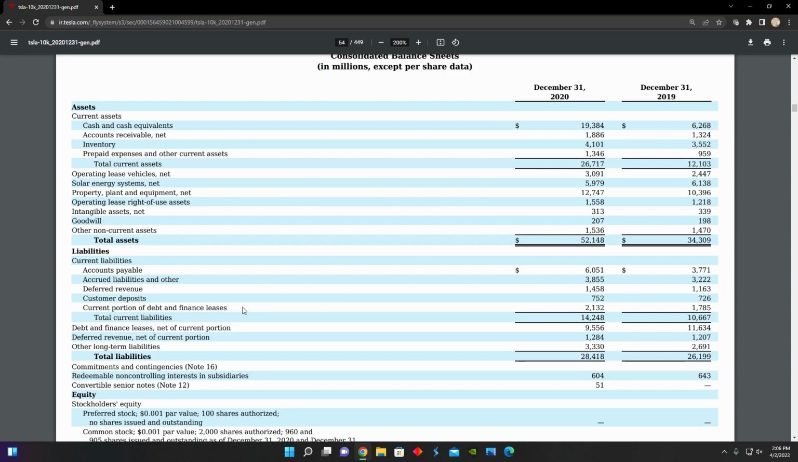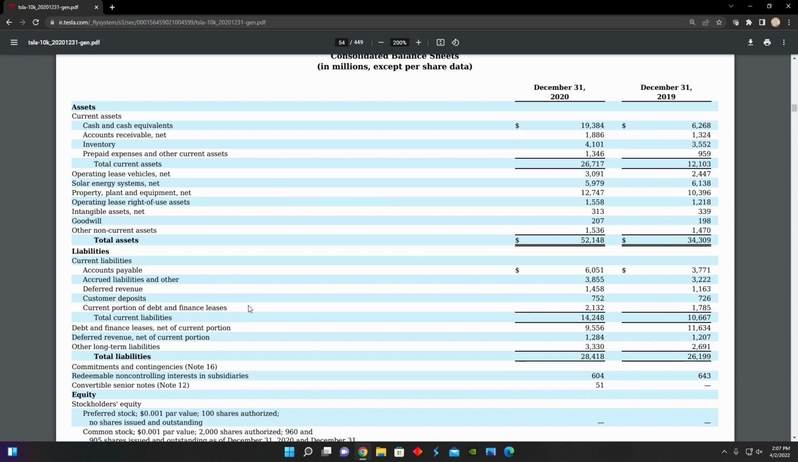Then right underneath that, we see current portion of debt and finance leases. Debt and finance leases are basically just obligations that Tesla has to outside parties, maybe banks or other outside entities that they owe money to. The actual debt and finance lease contract might be longer than 12 months, or longer than the operating cycle of a company. It might be 30 or 40 years. But current liabilities take into account all of the liabilities that are going to be converted into cash in the next operating cycle. So in this case, the current portion of debt and finance leases refers to the principal and interest payments that are due for Tesla within the next 12 months, but that belong to a debt or finance lease that is greater than 12 months total.